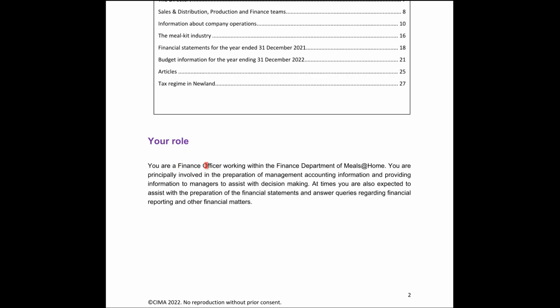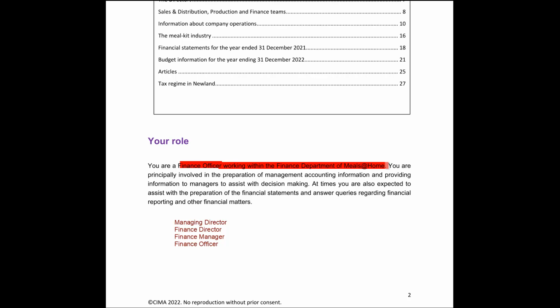So first of all, you are a finance officer and you are working within the finance department of Meals at Home. So we know that they have a finance department, an entire department dedicated to finance. And the fact you're a finance officer gives us an idea of what your role within the company is and what kind of position within the company you are working from. You'll be able to see on screen now the general structure of a finance department. So you have the managing director, the finance director below them, the finance manager below them, and the finance officer below them. So you're going to likely be reporting to a finance manager within this company.